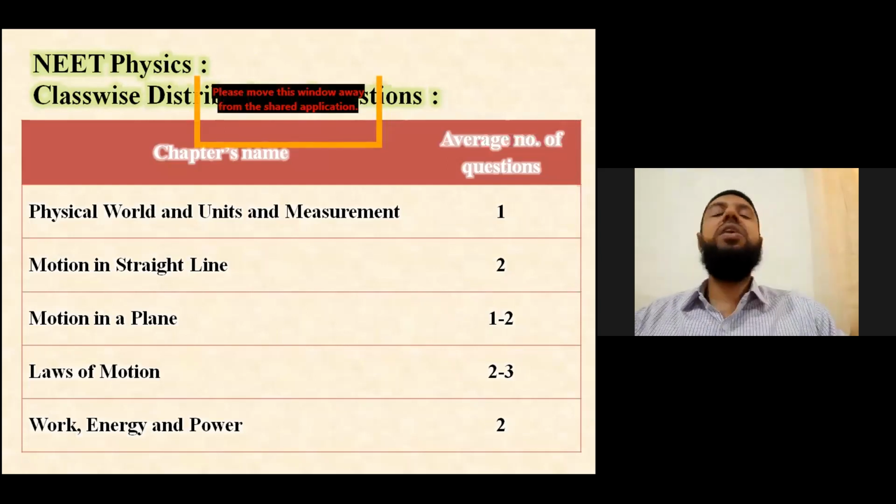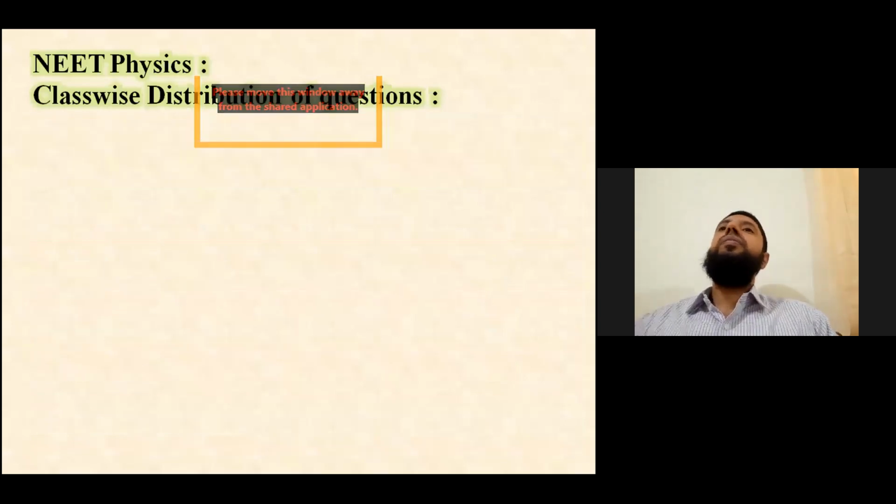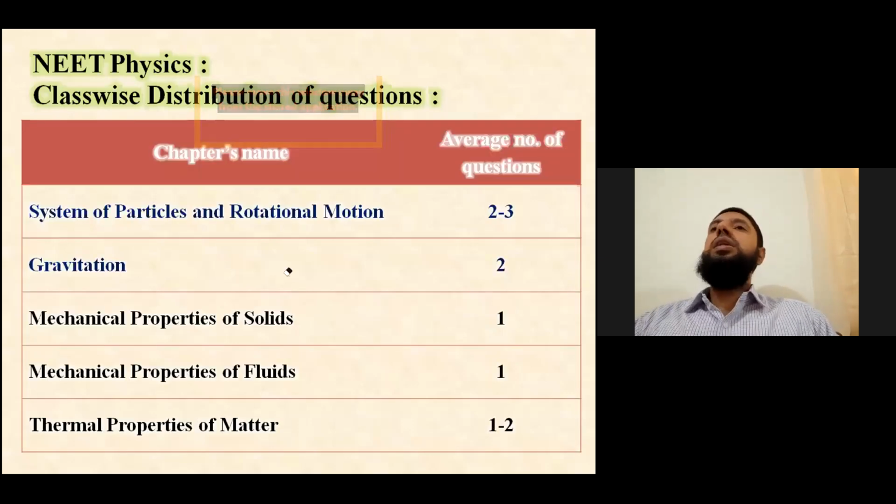A lot of questions are there. In those 2 chapters, laws of motion and work energy power, we can have 3 to 4 questions. Then in system of particles and rotational motion, we can have 2 to 3 questions.